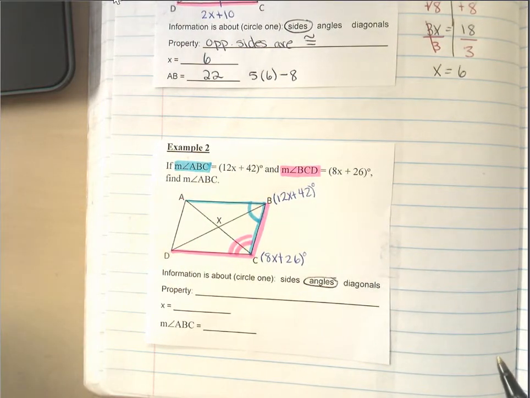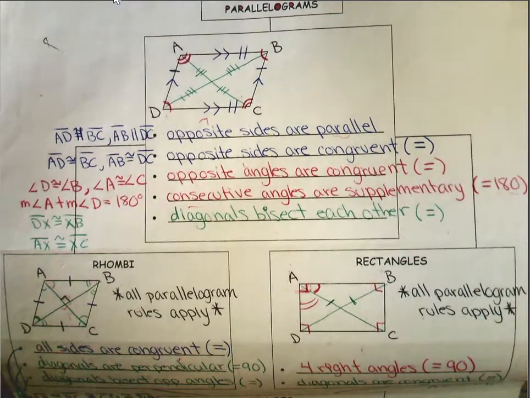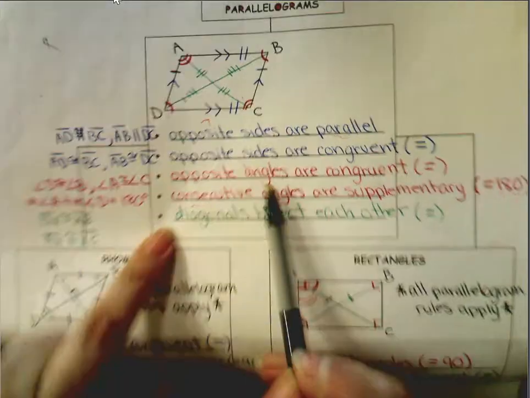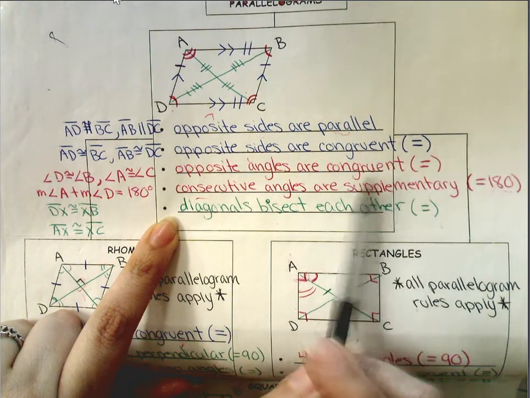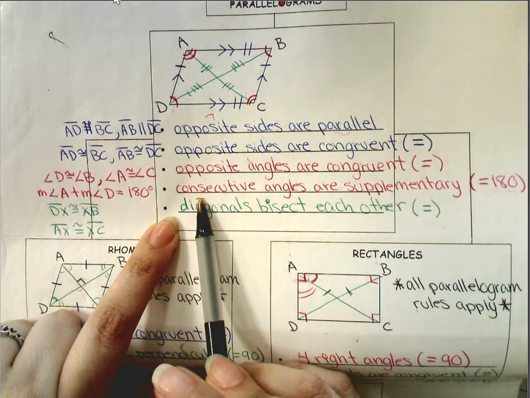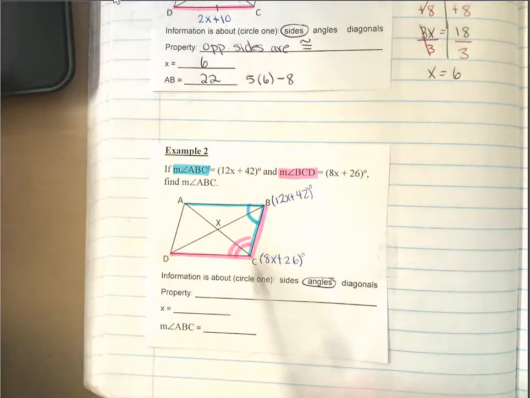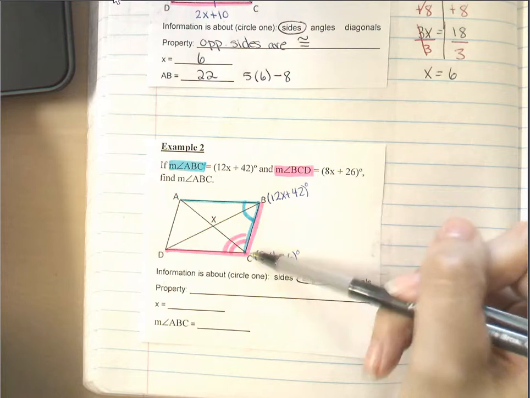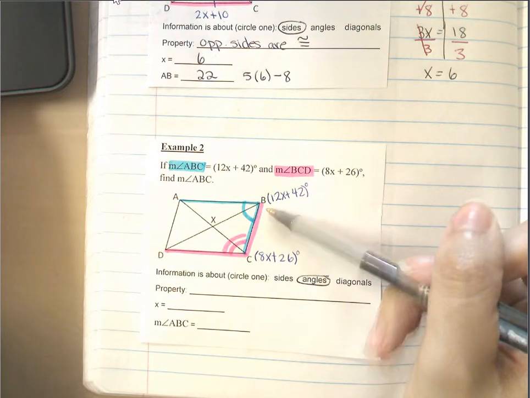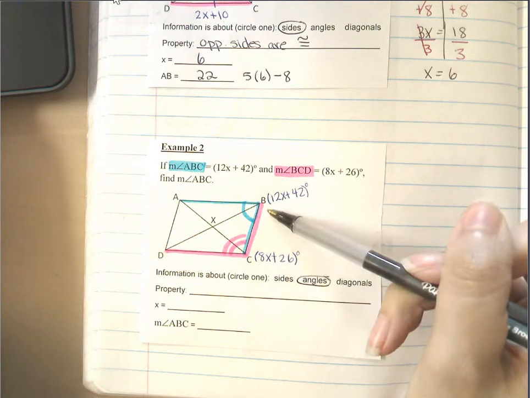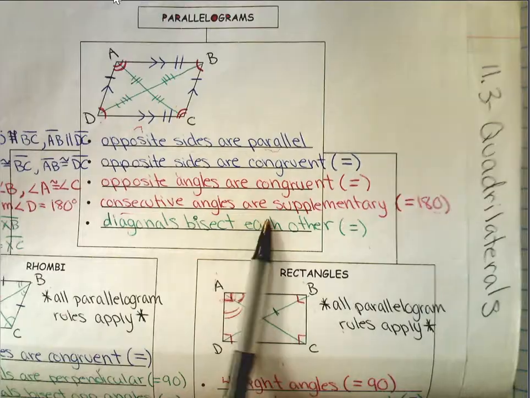And so when I look at my properties, I have to look at the properties that talk about angles. So I have two angles. I have opposite angles, which are congruent, and I have consecutive angles, which are supplementary. These two angles, since they're on the same side, both on the right side, next to each other, are considered consecutive angles. And so I'm going to use the property that consecutive angles are supplementary.